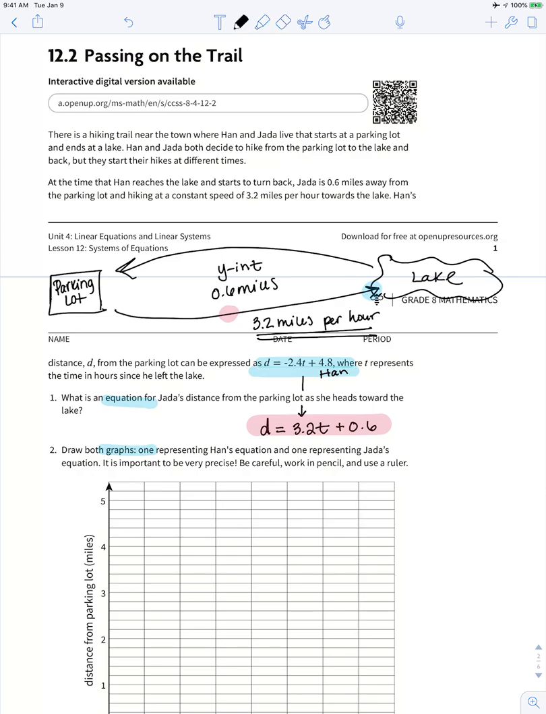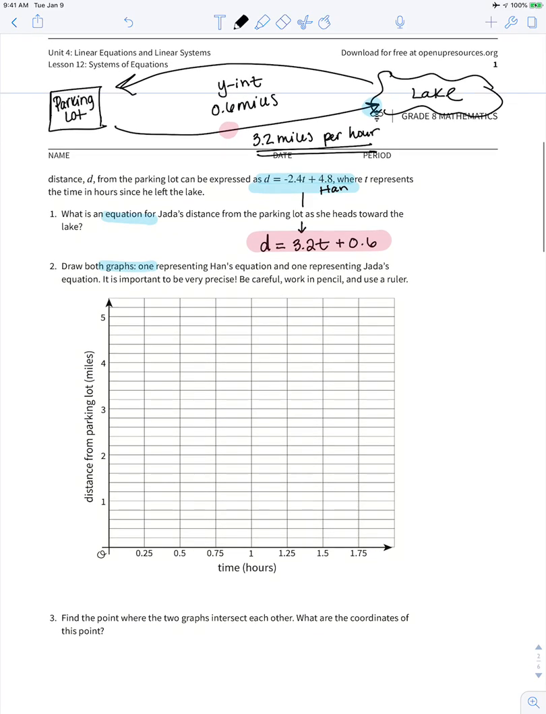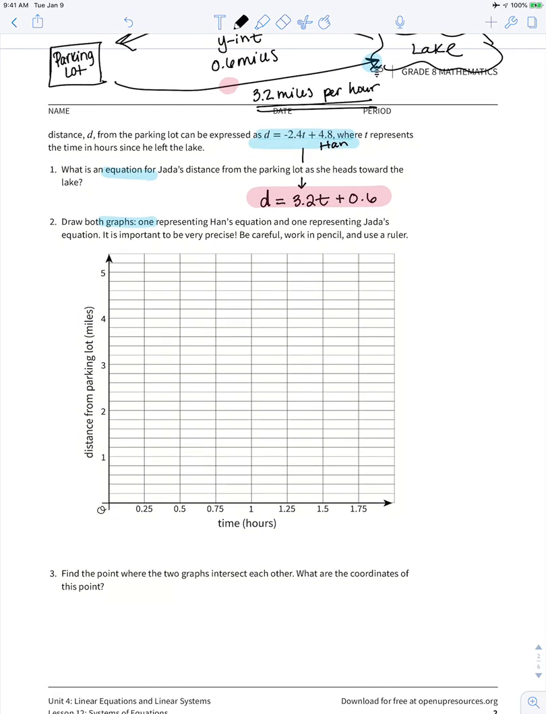Okay. And now we're going to move into graphing. What I'm going to actually have you do before you see what this looks like, I'm going to have you graph both of these, and you're going to go straight to number 3, and find where these two graphs intersect each other. And that's what you're going to tell me. What are the coordinates of that point? So once you see what it looks like on the graph, you're going to type in what coordinate they intersect at.